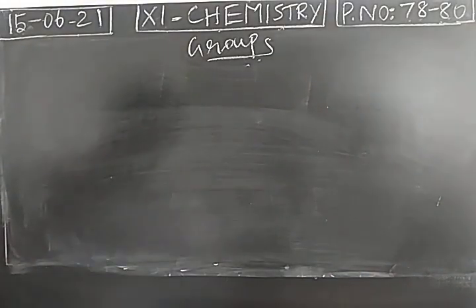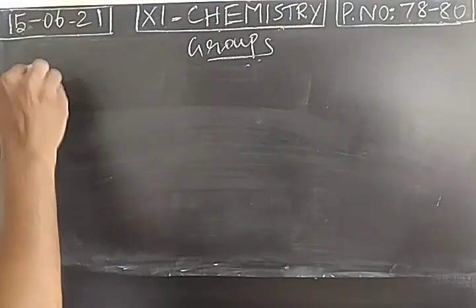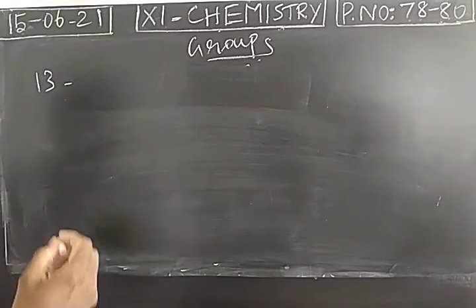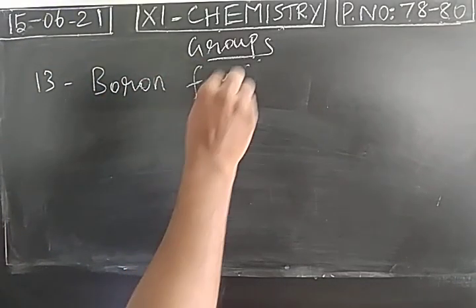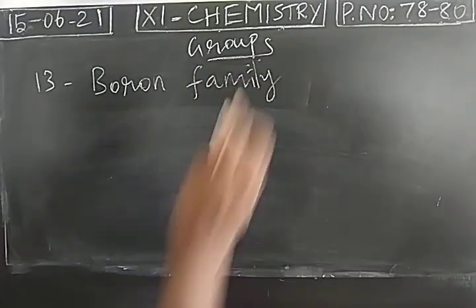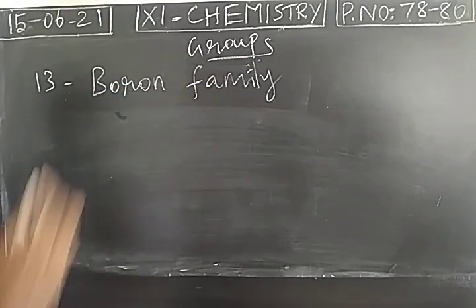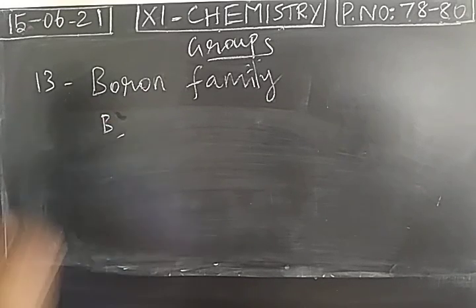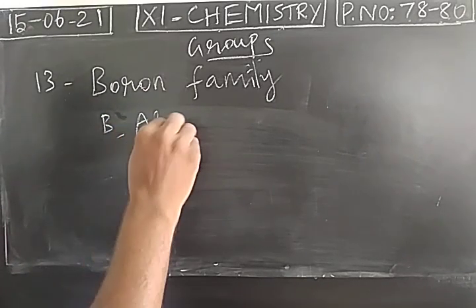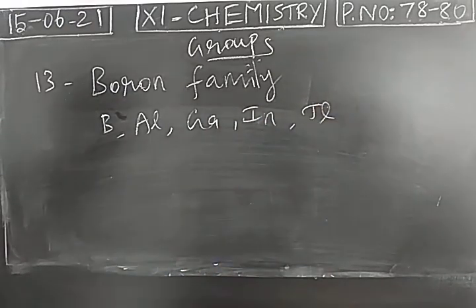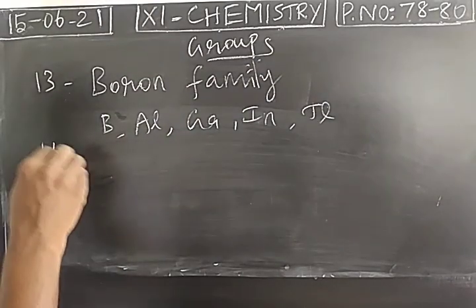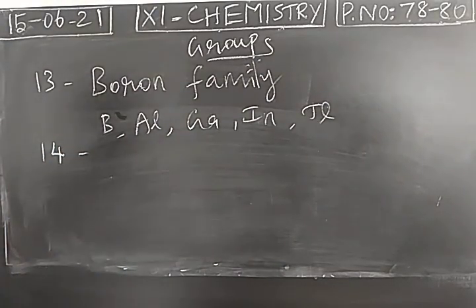And you take group number 13. It is called the boron family, as you studied in 10th. First element is boron in group number 13. So boron, aluminum, gallium, indium, thallium. These are all the elements present in group number 13. So collectively this is called the boron family. And for each group we have a name.